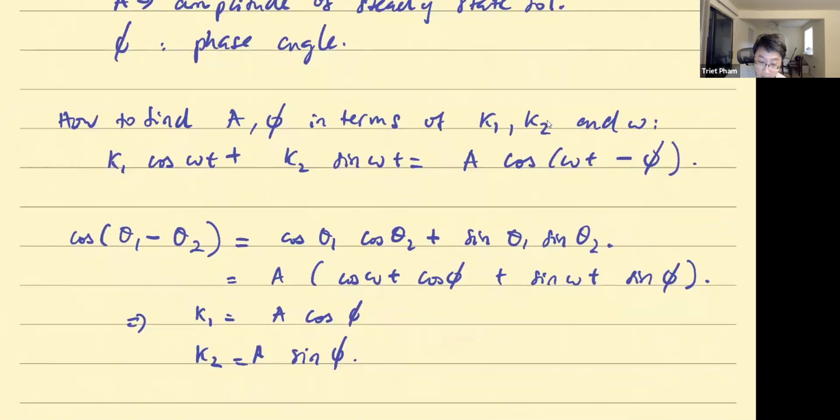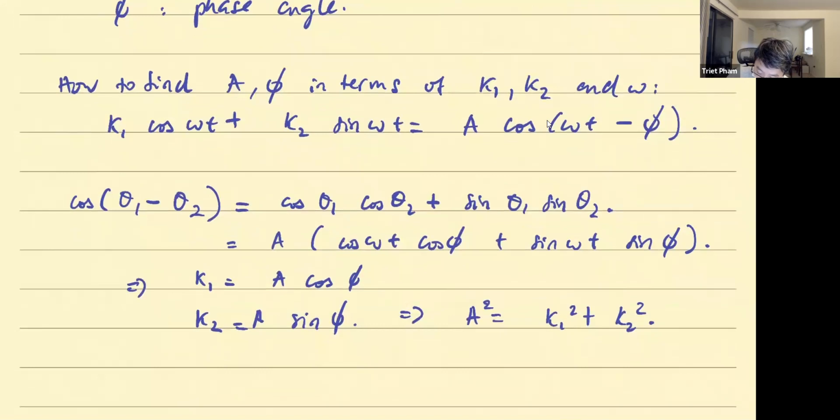So what does this remind you of? It should remind you of polar coordinates, where A squared is K1 squared plus K2 squared, and then tangent of phi is going to be K2 over K1.